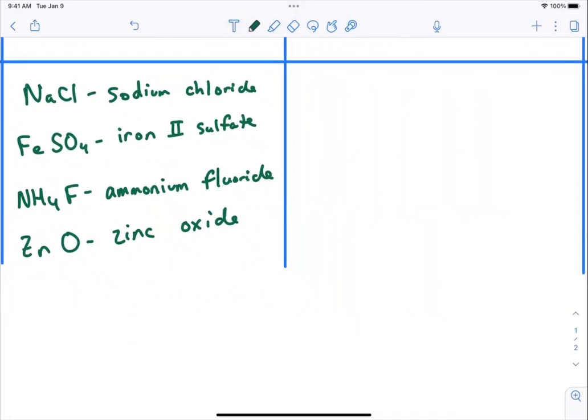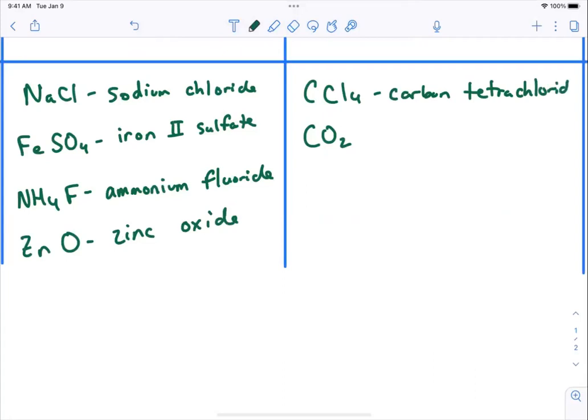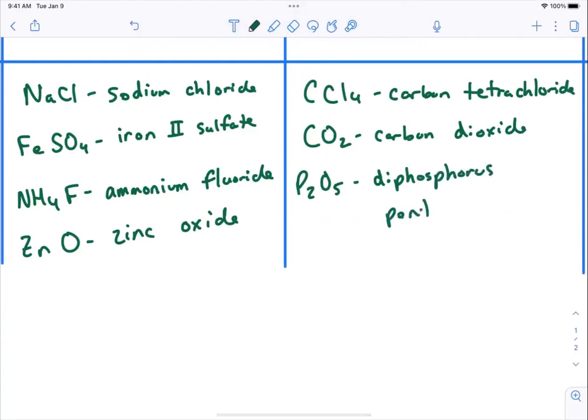Now for covalent, you might have something like carbon tetrachloride or carbon dioxide or diphosphorus pentoxide.